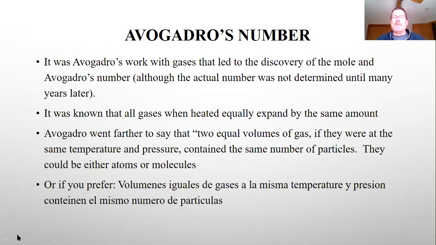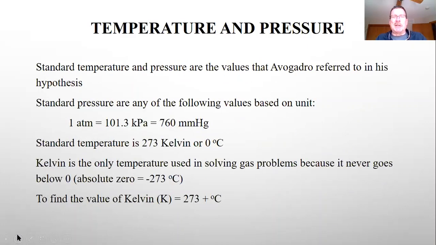So what was known at the time from experimentation was that all gases, when heated, equally expanded by the same exact amount volume-wise. Avogadro took that farther with his experiment and said that two equal volumes of gas, if they were at the same temperature and pressure, contain the same number of particles. That could mean atoms or molecules or whatever. But if you had two of the same volume and you had them at the same temperature and pressure, they're going to have the same number. And if you like the Italian type words, I gave it to you there.